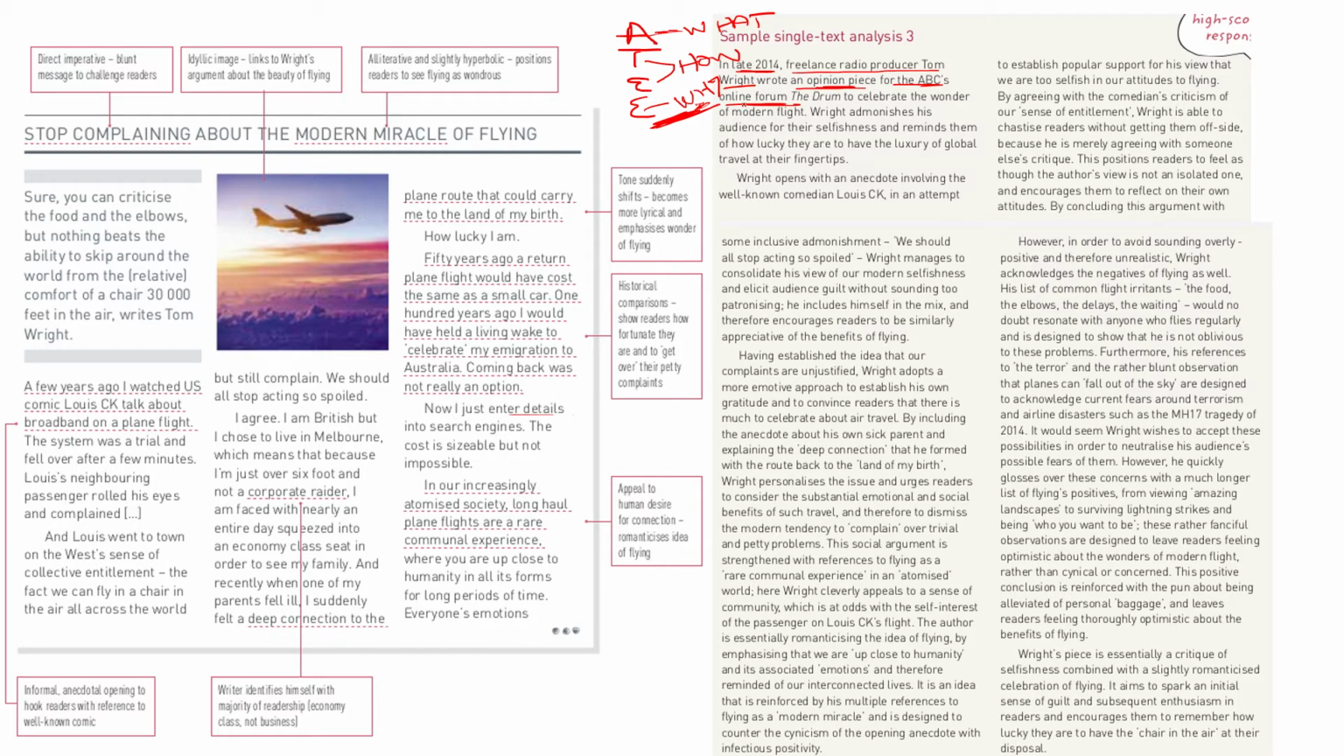Now, just to reiterate, we spoke in class about text types. You could get any text. You could get an internet blog. You could get a brochure. You could get a speech. You could get anything. And it's a letter to the editor.